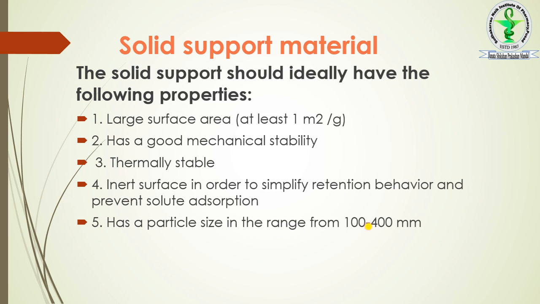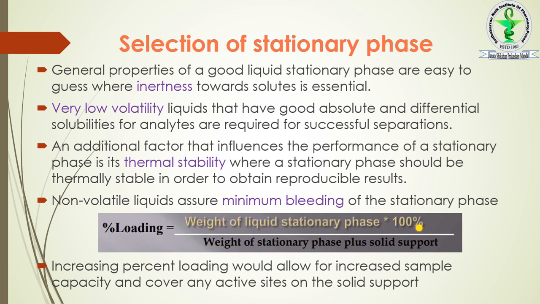And the particle size should be uniform, in the range from 1000 to 400 micrometers. Okay, selection of the stationary phase. Generally, the properties of a good liquid stationary phase are easy to guess: inertness toward the solute is essential. There must be very low volatility. Liquids that have good adsorption and diffusion solubilities for analytes are required for separation. So volatility should be very low.